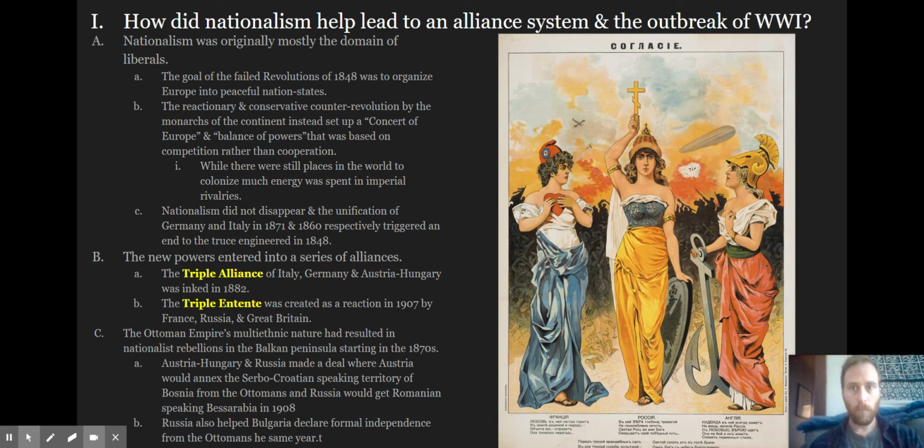So liberals who want freedom against the monarchies of Europe organized a bunch of revolutions in the middle of the 19th century, in 1848, in an attempt to organize Europe into peaceful nation states.